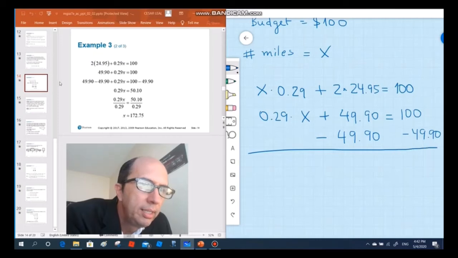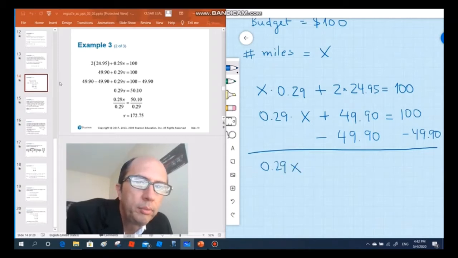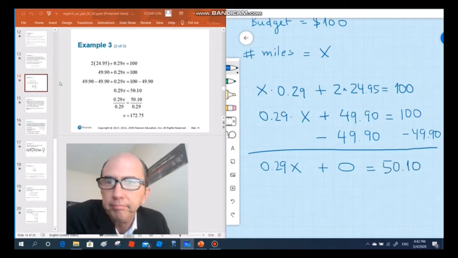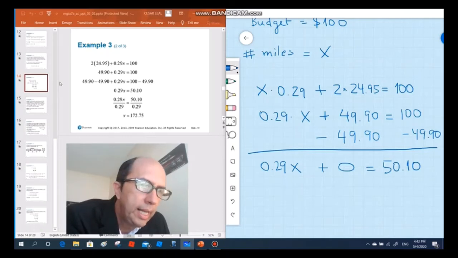If we subtract 49.90 from both sides, now we're gonna have 0.29x plus 49.90 minus 49.90 is 0. And 100 minus 49.90 is 50.10, right? And now, what's the next step to simplify this? We need to simplify to find x.